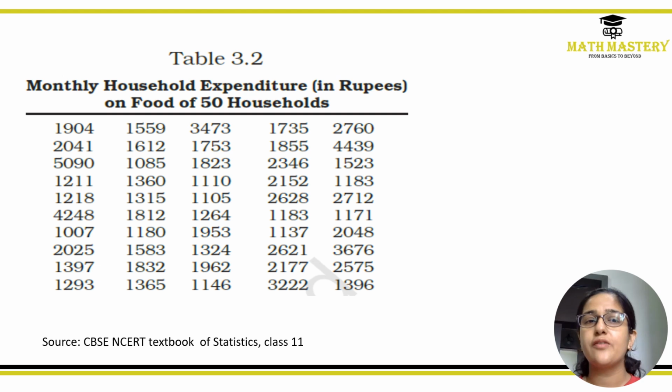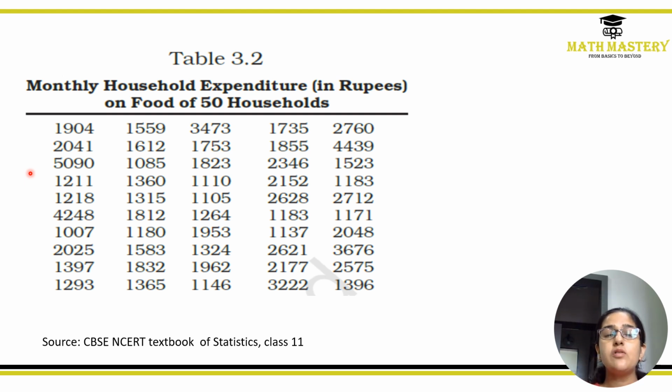Now if you look carefully, what is the range? Range is the difference between the highest value and the lowest value. So what is the highest value in this data set? The highest value is 5090, right? And the lowest value is 1007. So the range is 5090 minus 1007, which is equal to 4083.